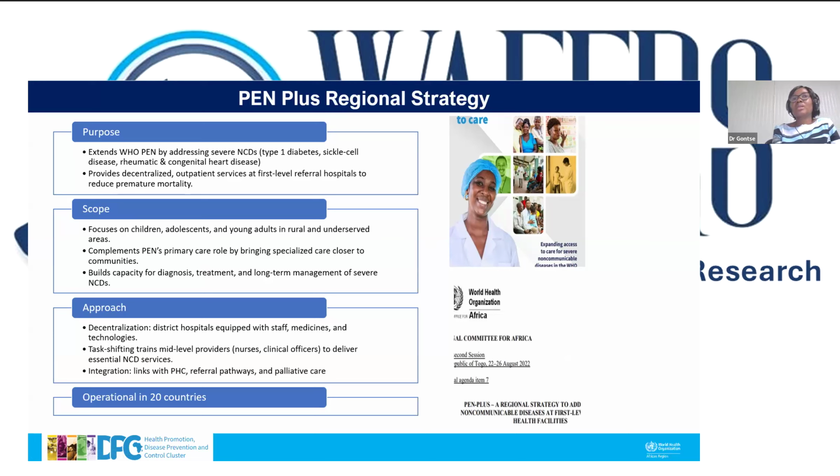And it complements PEN, because PEN is for lower level facilities, and then PEN Plus is for district hospitals or regional hospitals. So that's the difference between the two approaches, and the other one targets more complicated cases as well.